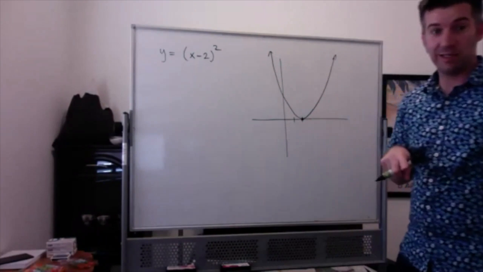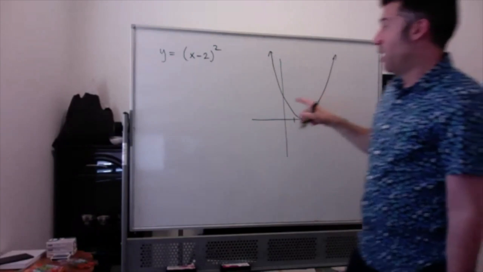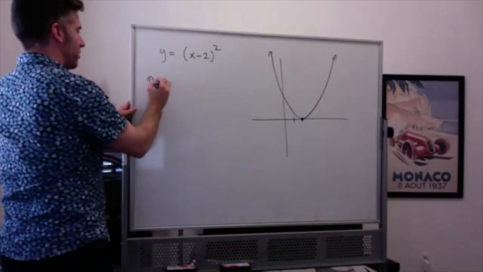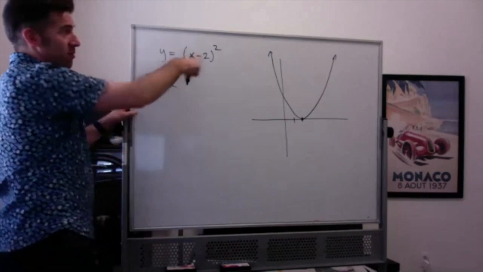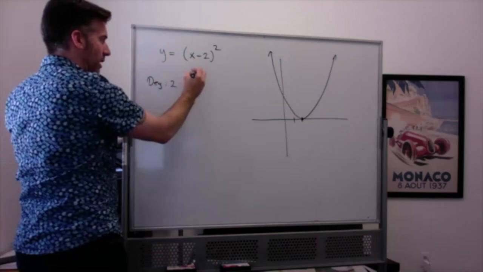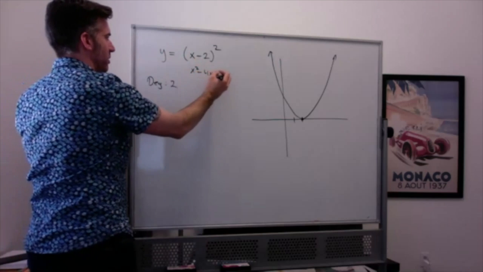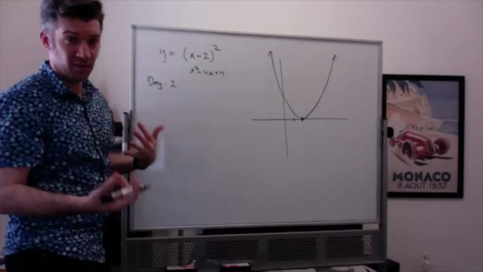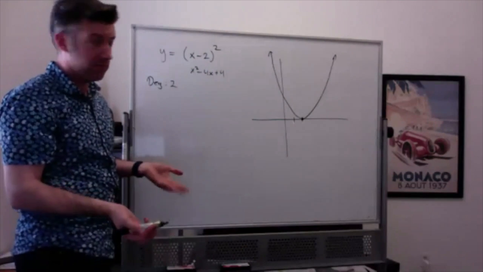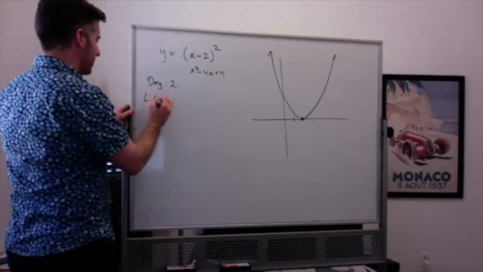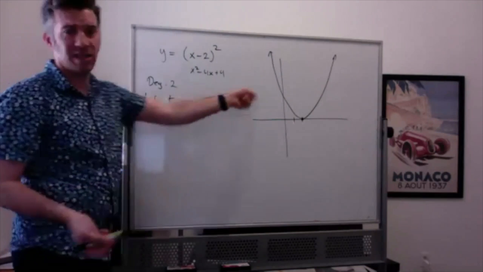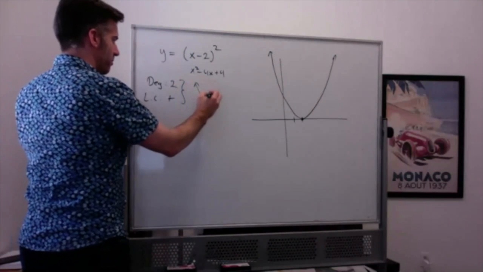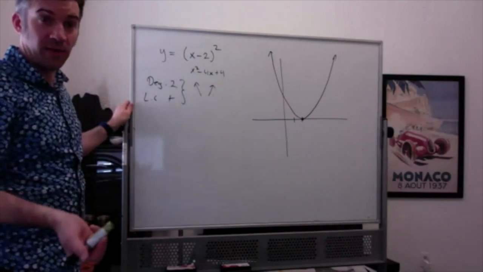Now look at this. And again, I could do all the things. The degree is definitely 2. If we multiply this out, it would be x squared minus 4x plus 4. Highest power is 2. We don't really have to multiply it out to see it, but you can. The leading coefficient is also positive, which means it's going to have end behavior that's up on the left and up on the right.